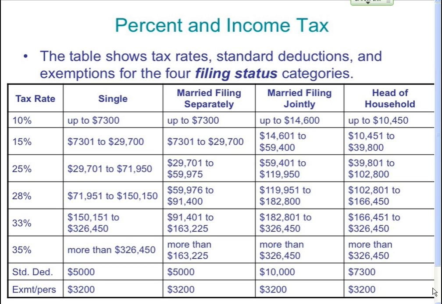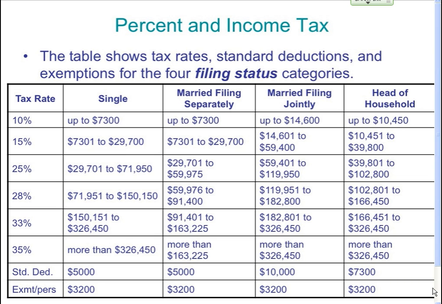We have 4 different filing statuses. You can be considered a single person. You can be considered married but file separately, or you can be married and file jointly, or you can be what we call a head of household. Head of household would be somebody like a single parent.